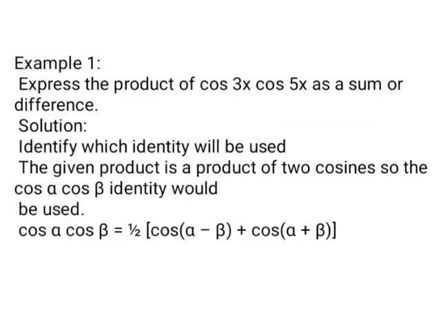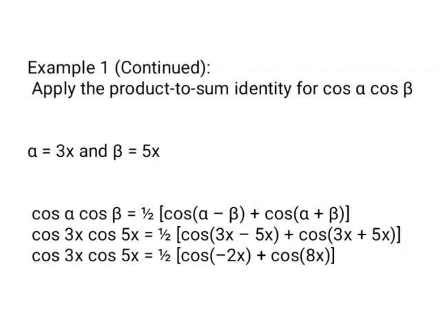Example: express the product cos 3x cos 5x as a sum or difference. Solution: identify which identity will be used. The given product is a product of two cosines, so the cos A cos beta identity will be used. Cos A cos beta is equal to 1/2 cos of the quantity A minus beta plus cos of the quantity A plus beta. This is the continuation of our example.